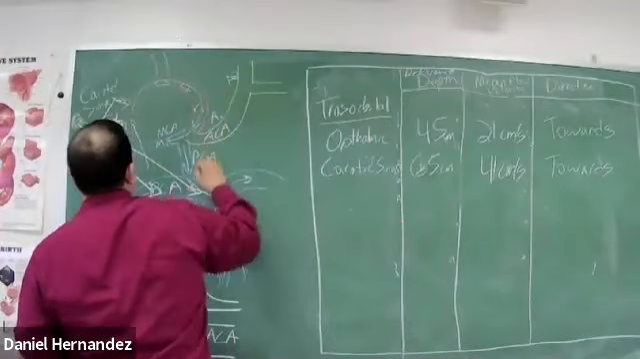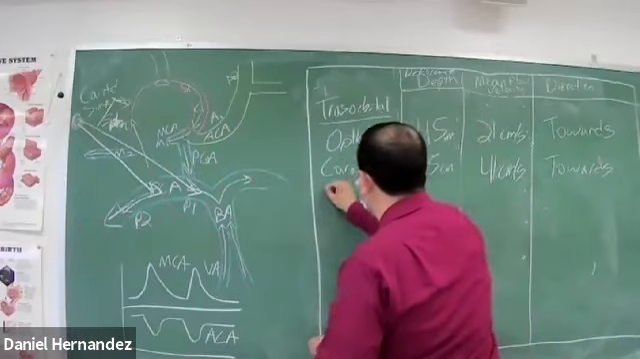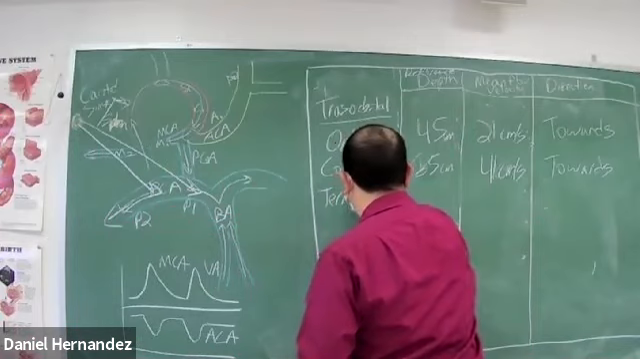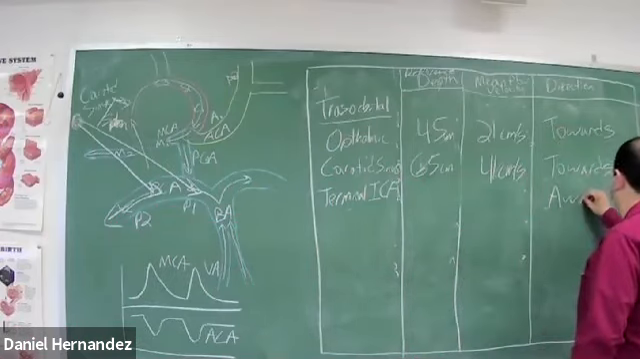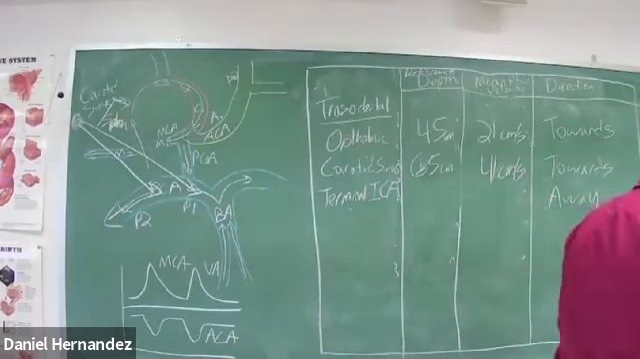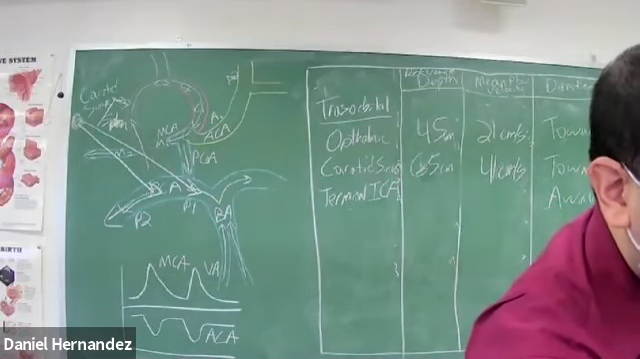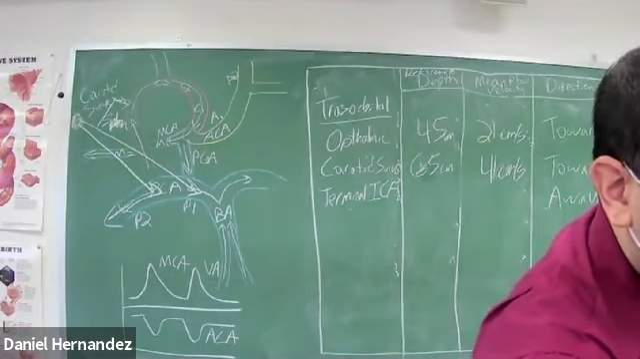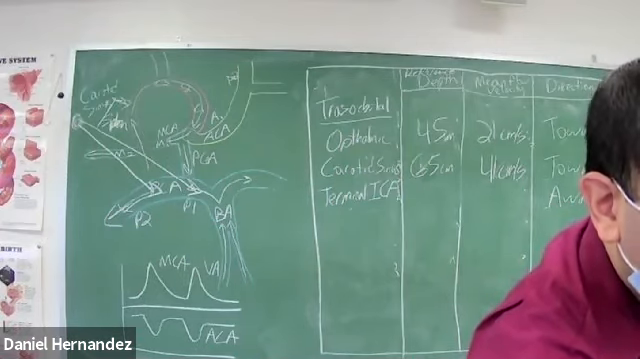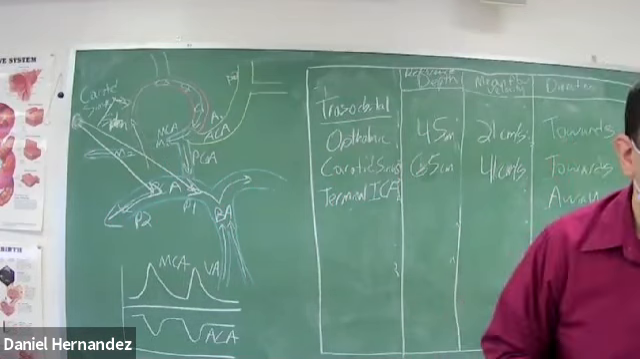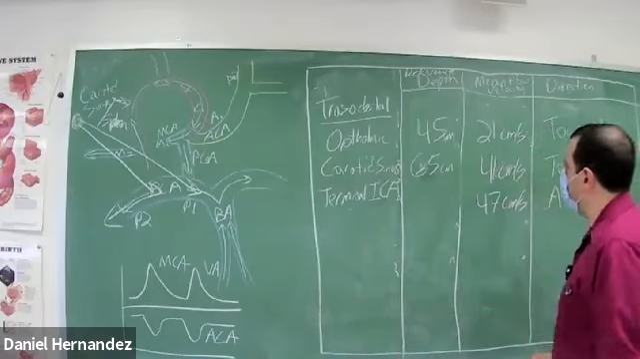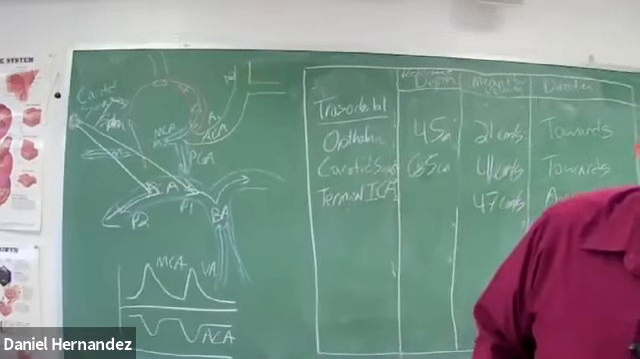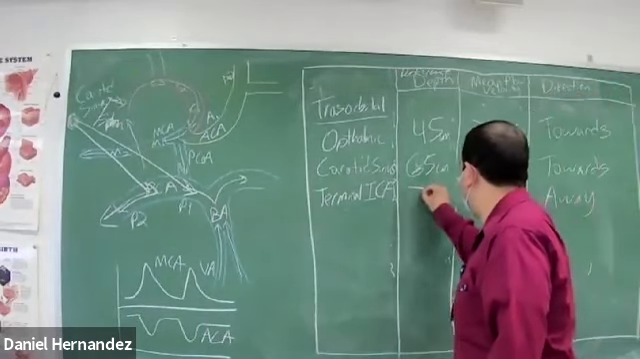Then we can also visualize from that window our distal or terminal ICA. That's going to be away. It's going to have 47. Reference depth of 70.